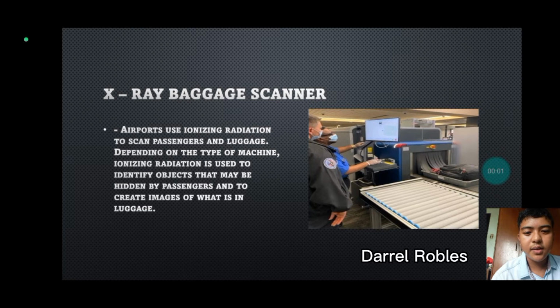So, X-ray baggage scanners are used to detect items that may be concealed in travelers' baggage. The scanner uses an X-ray to penetrate the bag and create an image of the items inside. Security personnel can then use this image to determine if any are suspicious. The scanner works by passing X-rays through the bag.